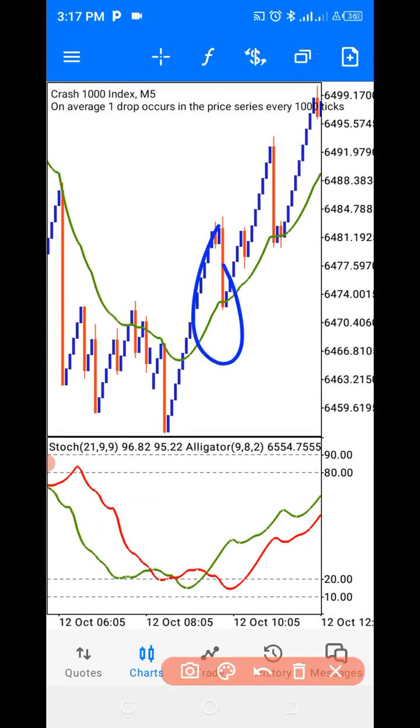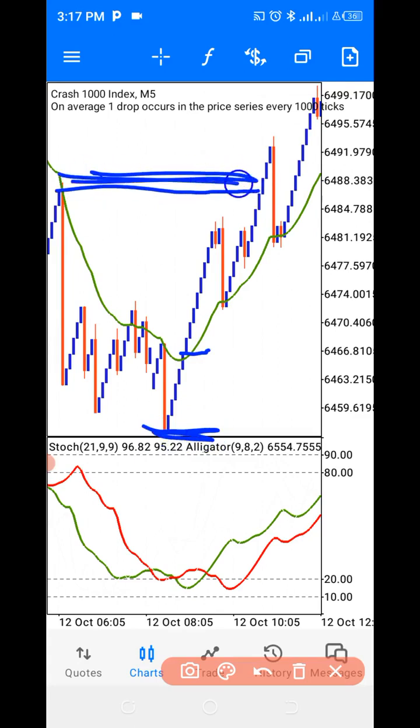See, this is another example here, right? Your stop loss will be below this low, and your take profit will be here. You can actually see, no matter what, your take profit will get hit, right?